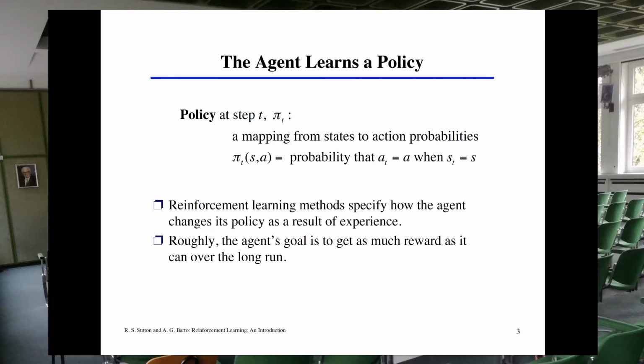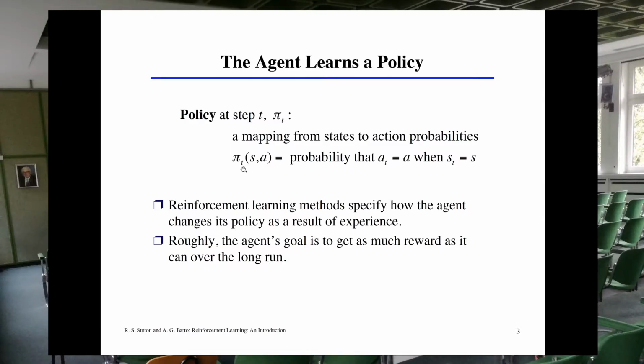The agent is going to learn a policy. A policy is a function. A policy in time step t, we can write that as pi t, is a mapping from states to action probabilities. So in the most general form, we will define the policy function as a probability function, and we will use the letter pi to refer to this policy function.